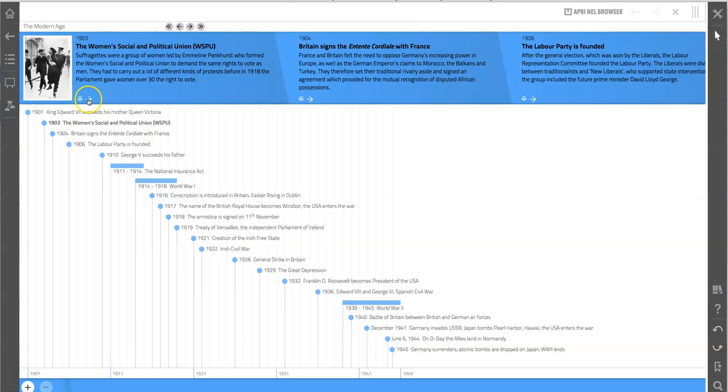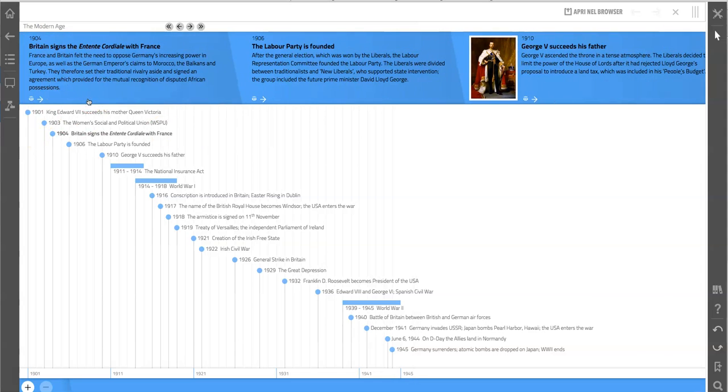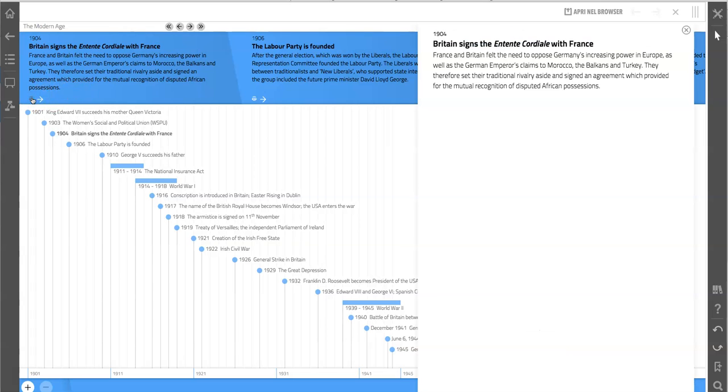The next event now is the Entente Cordiale, which was a kind of treaty with France. France and Britain in 1904 felt the need to oppose the increasing power of Germany. So they formed an alliance.